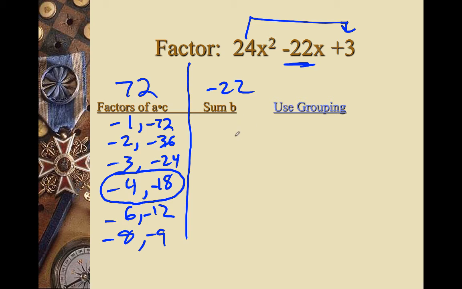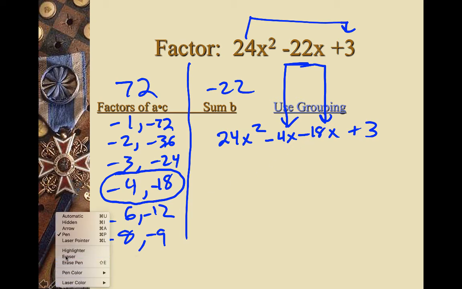Now, you gotta be careful here. 24x squared minus 4x minus 18x plus 3. These things, this negative 22x turns into those two, okay? Turns into those two. Now, you gotta be careful here. In fact, I'm gonna grab my eraser.